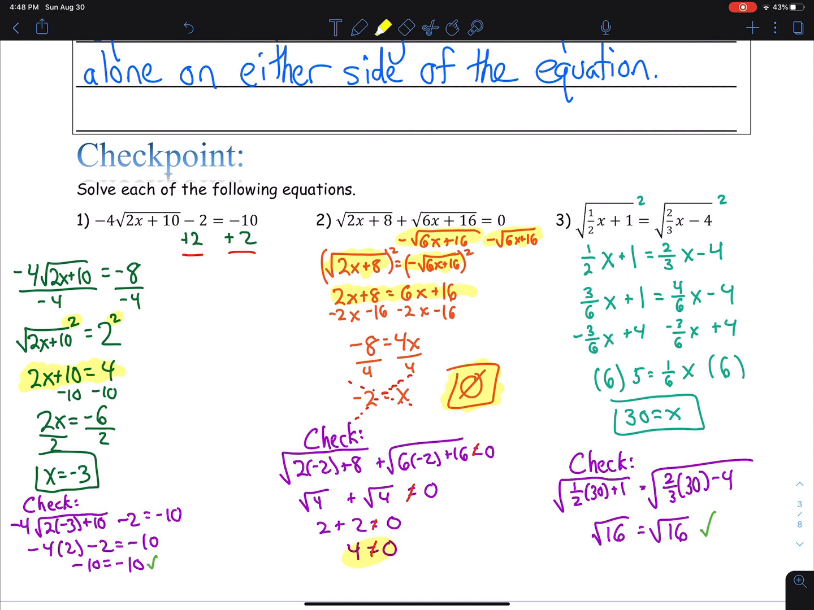And then number 3, the radicals were already one on the left side, one on the right side. So you just had to square both sides first and then solve as you normally do. Make sure you check. It did work out. So 30 would be our answer for number 3. Let's go to the next page.